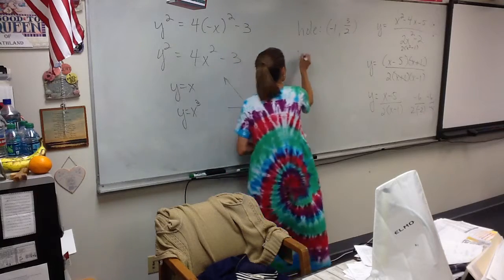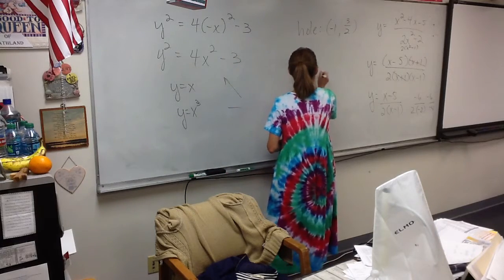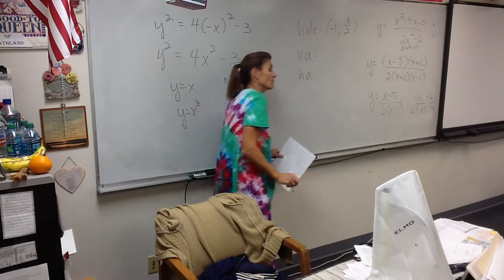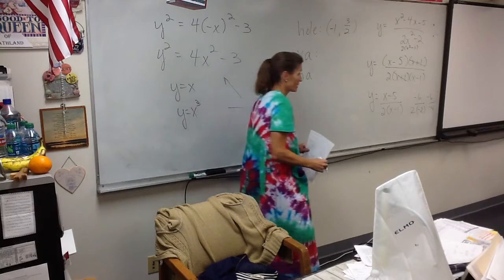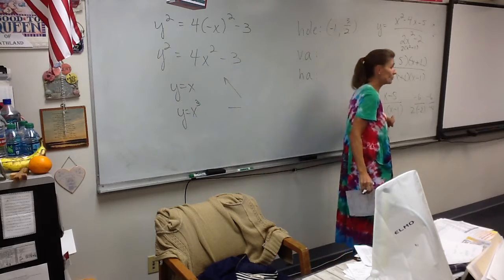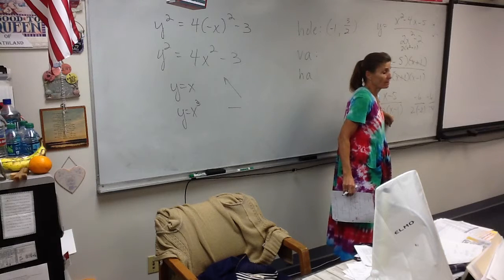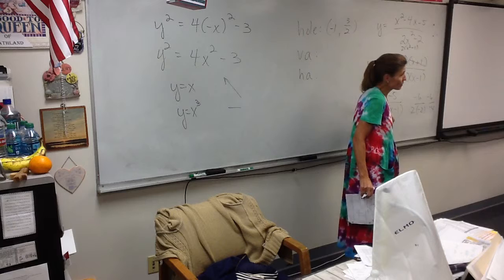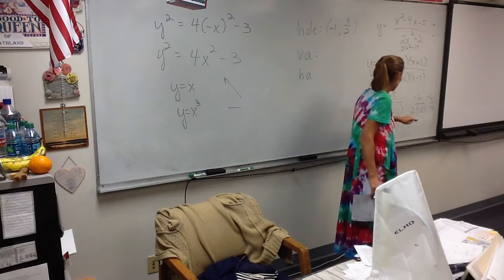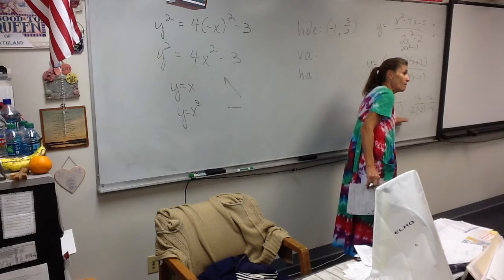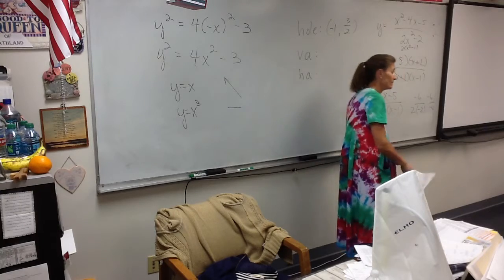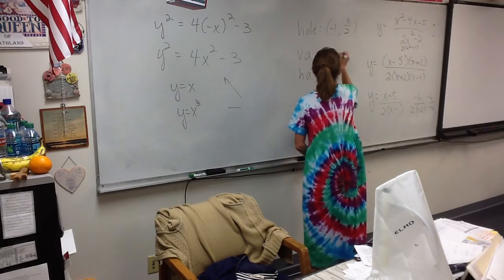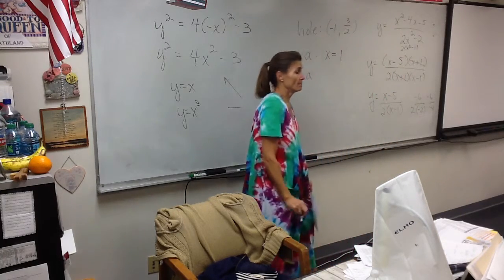All right, speaking of asymptotes, we got vertical and horizontal. What's my vertical asymptote? If you don't know this, make a note of it and get it learned. Vertical asymptotes are cannot be's. What can x absolutely not be in this problem? 1. So your vertical asymptote is x equals 1.